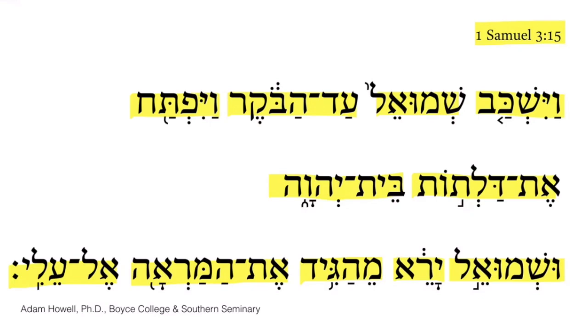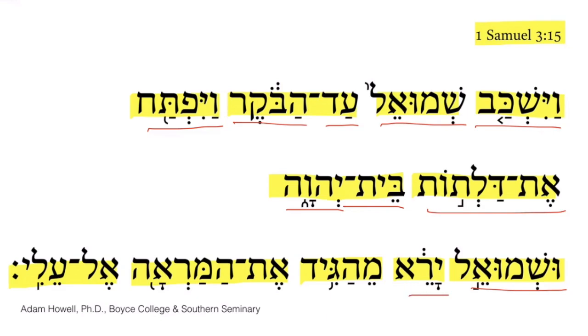And for an overall translation, to just see the whole package together, we would get something like this. And then Samuel laid down until morning. And then he opened the doors of the house of the Lord. Now Samuel feared to declare the vision to Eli. That'd be a whole translation there.